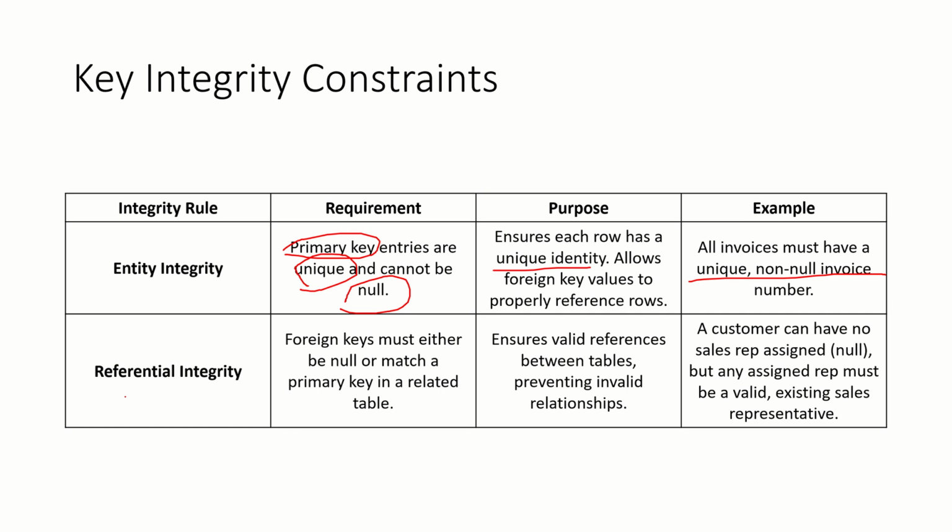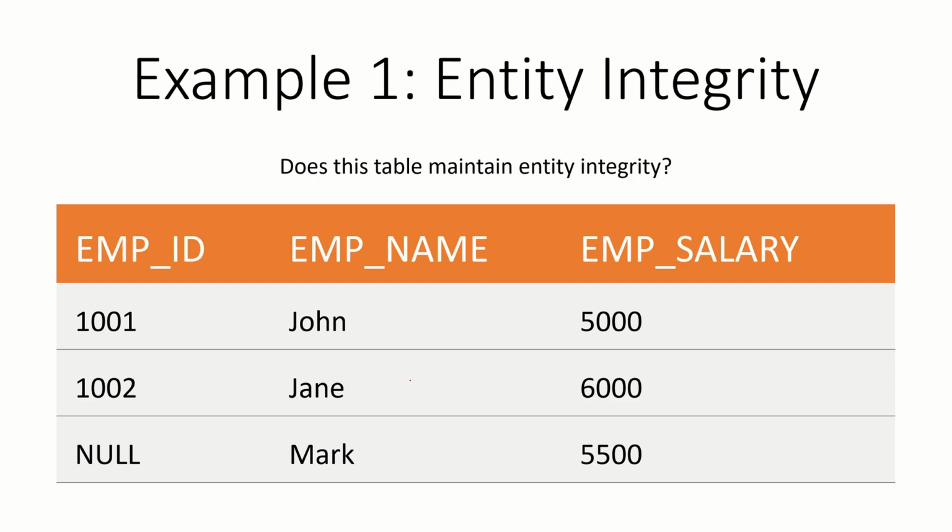Second, referential integrity, which is focused on the foreign key. A foreign key in a table can be none, meaning it can be empty, but when it is used, it has to match the primary key in the other table. Okay, I will give you some examples. The first example is for entity integrity.